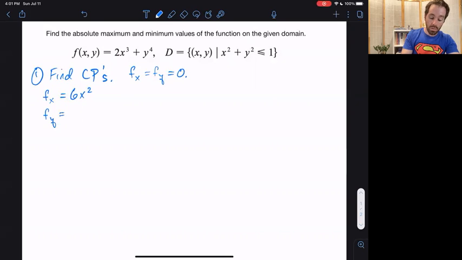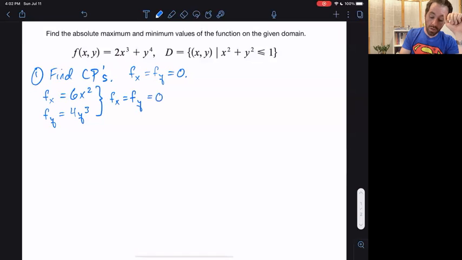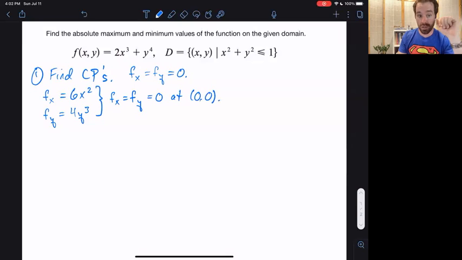Partial y is going to be 4y cubed. Same thing happens to the 2x cubed that happened to the y to the fourth. Under the y condition, it goes away. It's considered constant. Now, think about what it would mean for both of these to be equal to 0. The partial x is only equal to 0 when x is 0. The partial y is only equal to 0 when y is 0. So Fx and Fy are only both 0 at the origin, at 0, 0 itself.